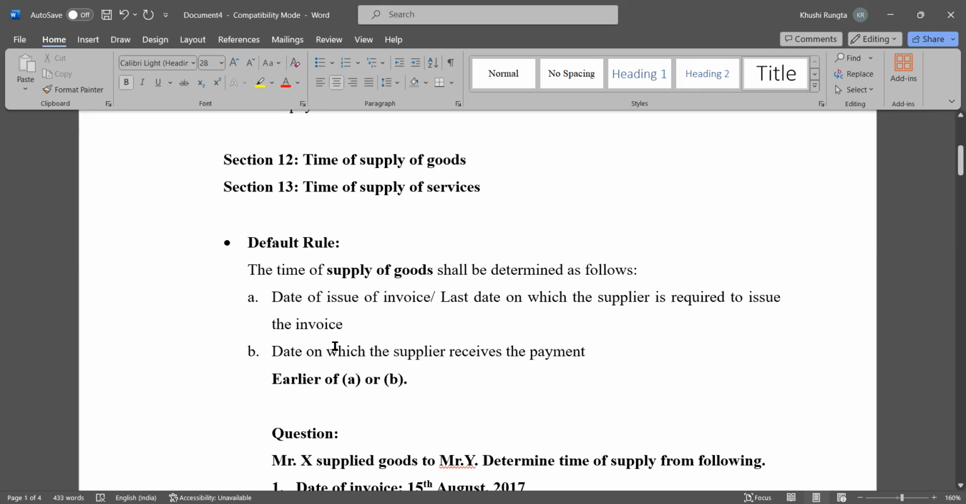So what two things you have to check in the question: the date of issue of invoice and the date on which the supplier receives the payment, whichever is earlier. The date, whichever is the earliest, will be the time of supply of goods.